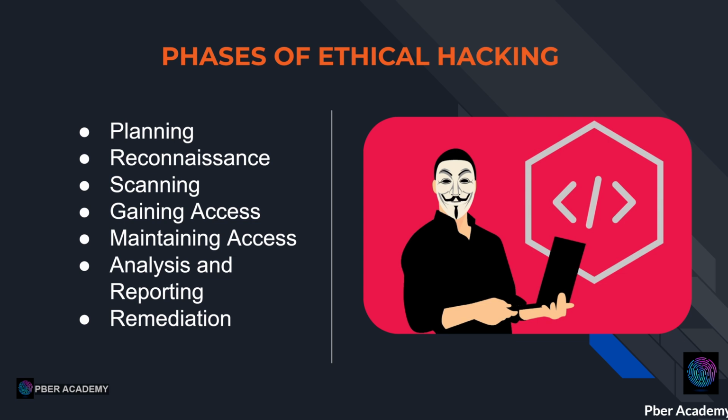Gaining access. Exploitation attempts to exploit the identified vulnerabilities to gain unauthorized access to the system or data. This phase simulates a real-world attack to test the efficacy of the security measures. Social engineering. In some cases, ethical hackers may use social engineering techniques to test the human factor, or manipulate humans and convince them to compromise security. Basically, social engineering techniques are called phishing or pretexting.